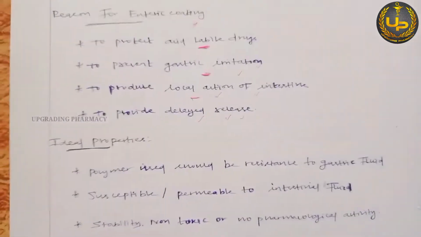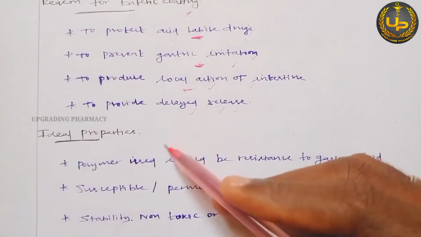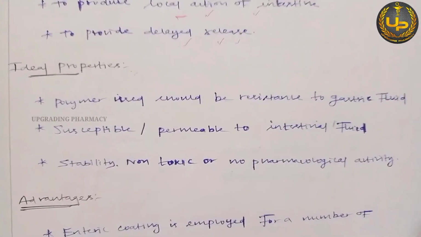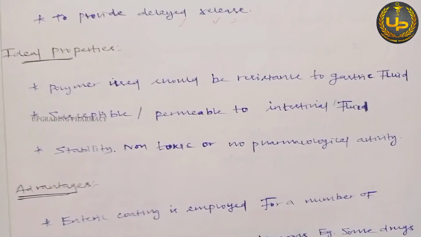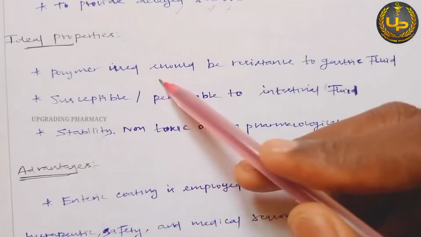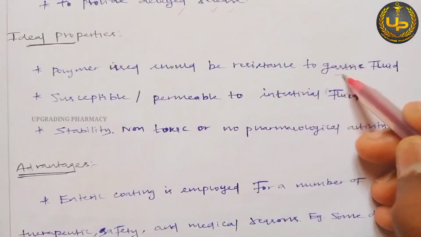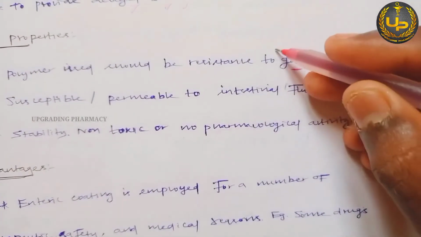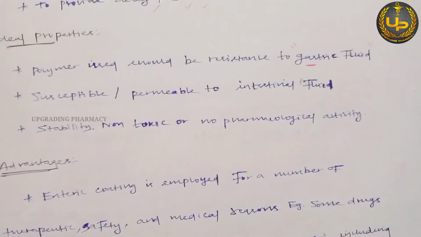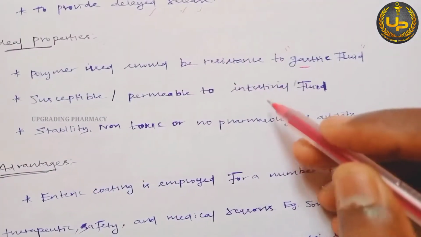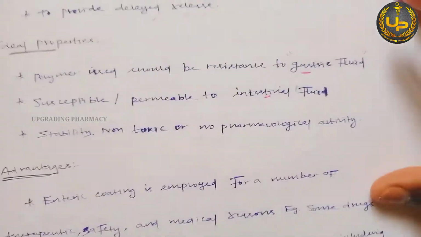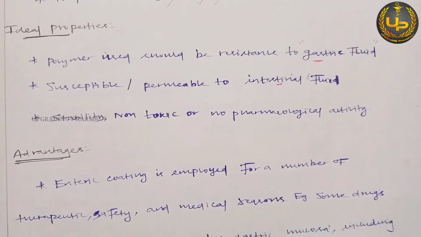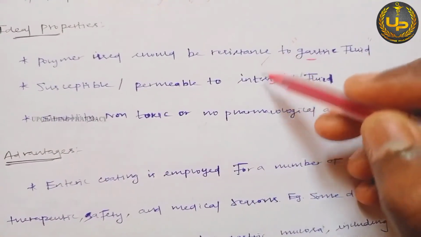Next we discuss the ideal properties of enteric polymers. What qualities are required of an enteric polymer? The polymer should be resistant to gastric fluid, which is the main one. These polymers do not release the drug in gastric fluid, that is in the stomach, but are susceptible or permeable to intestinal fluid, that is at alkaline pH. So these polymers release the drug only at alkaline pH rather than acidic pH. This is the main ideal property of the polymers.